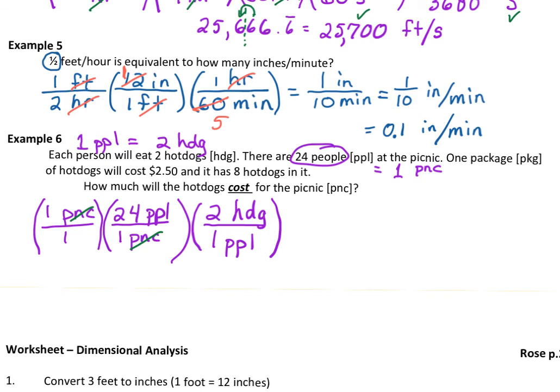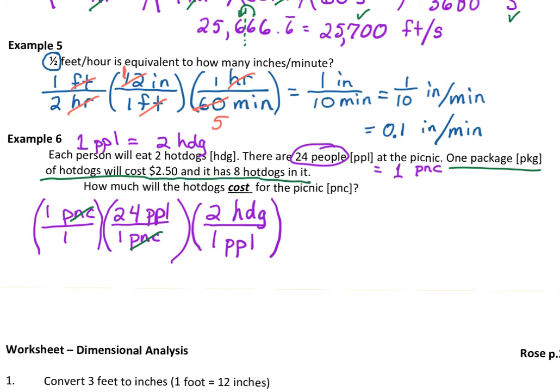Now, I still need the cost. I still need to get to dollars. 1 package of hot dogs will cost $2.50. Well, I don't have package or dollars yet. Another thing about the English language, sometimes you can pull 2 conversion factors out of 1 sentence. So let me take this sentence and find the 2 conversion factors that are within it.